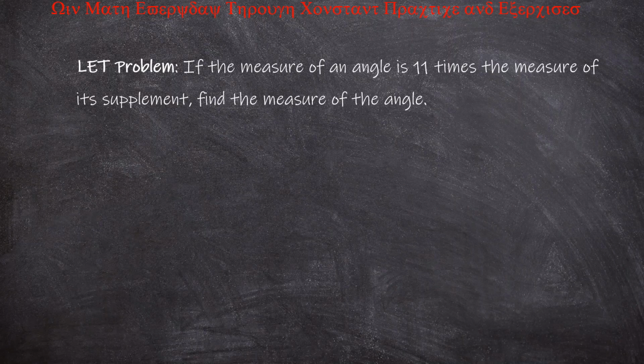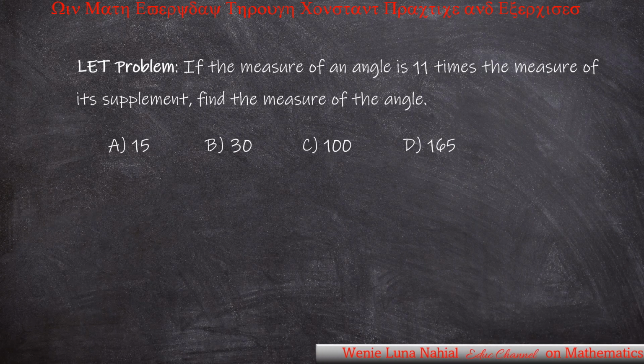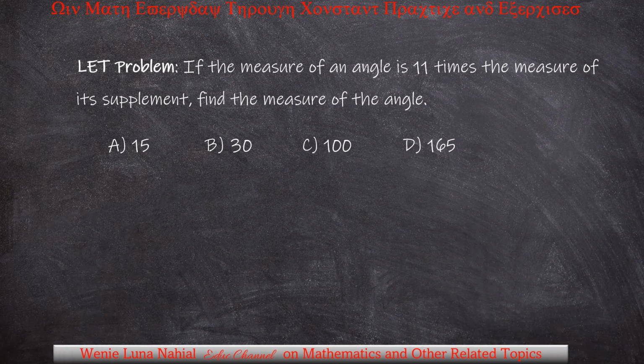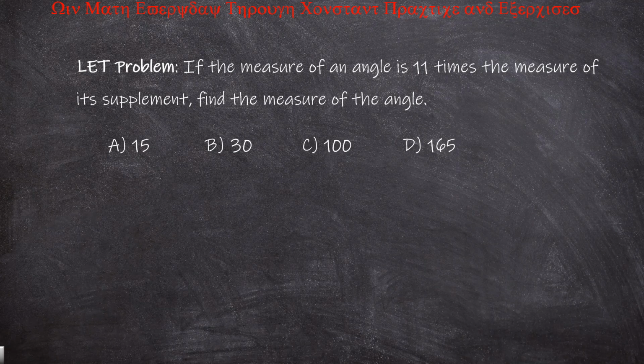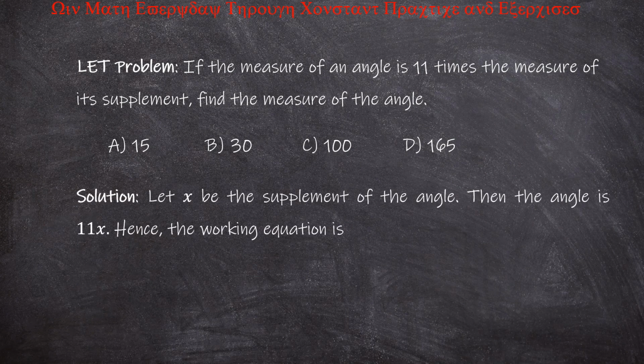Here we go. For the first problem, if the measure of an angle is 11 times the measure of its supplement, find the measure of the angle. Choices: A, 15; B, 30; C, 100; D, 165. Solution: let x be the supplement of the angle.